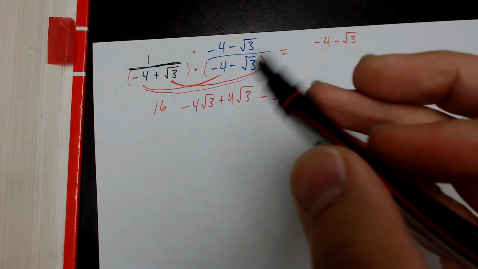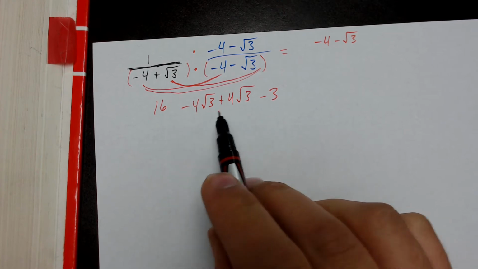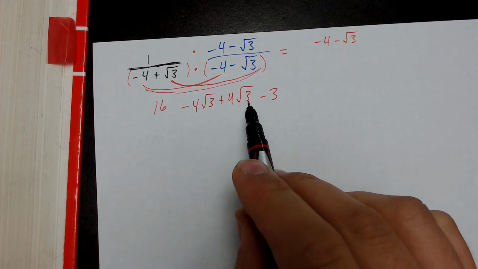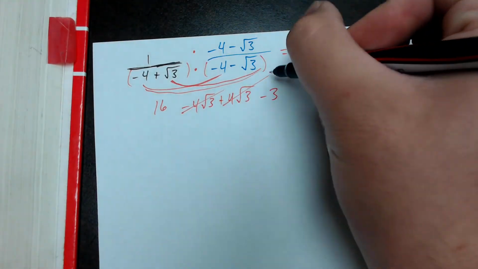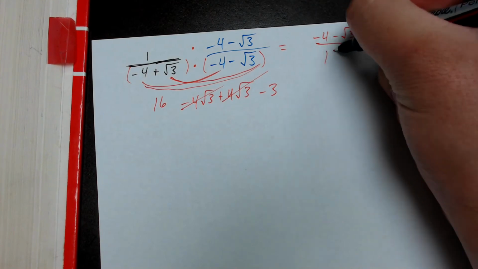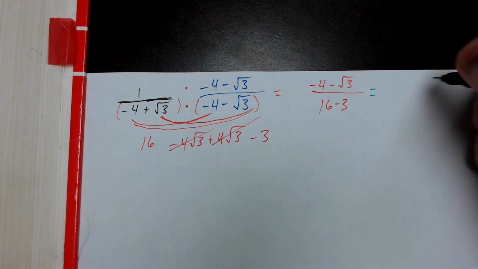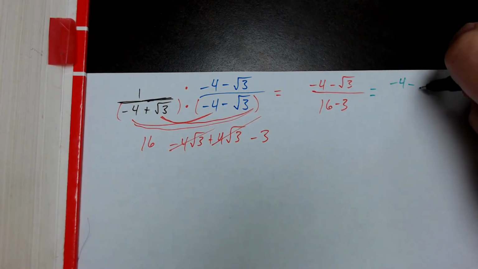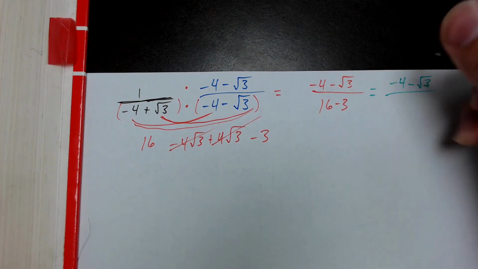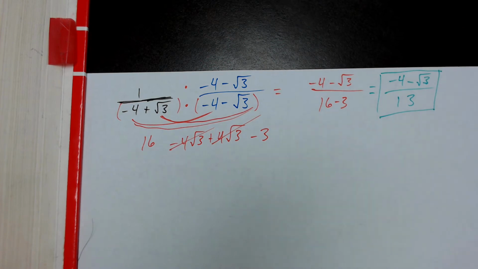So what happens when we multiply by the conjugate is we end up getting something like a difference of squares, where this -4 root 3 and this positive 4 root 3, being like terms, cancel each other out. So all we're left with for the denominator is 16 minus 3. To simplify, our final answer is -4 minus square root of 3 all over 13. That's our final answer. And we'll go ahead and do one more example.